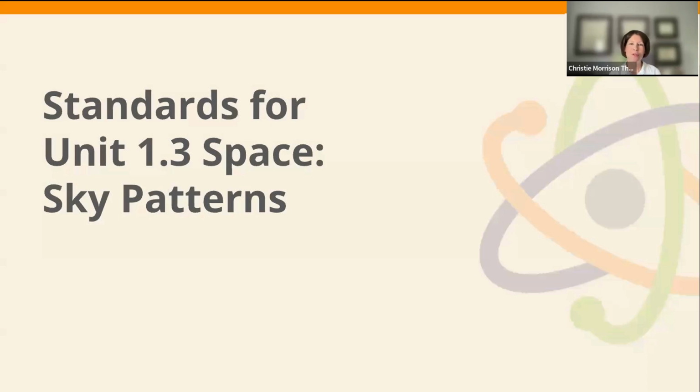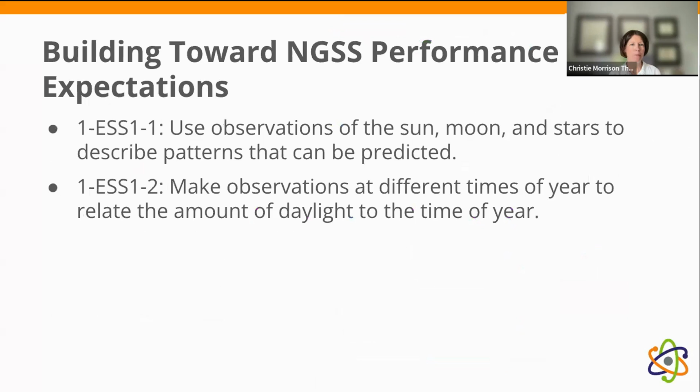Next, we'll briefly overview the standards for Unit 1.3 Sky Patterns. The unit builds toward 2 Earth and Space Science, or ESS, performance expectations. 1-ESS1-1, use observations of the sun, moon, and stars to describe patterns that can be predicted, and 1-ESS1-2, make observations at different times of year to relate the amount of daylight to the time of year.